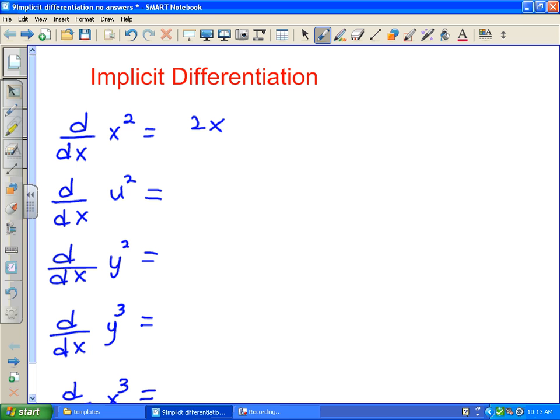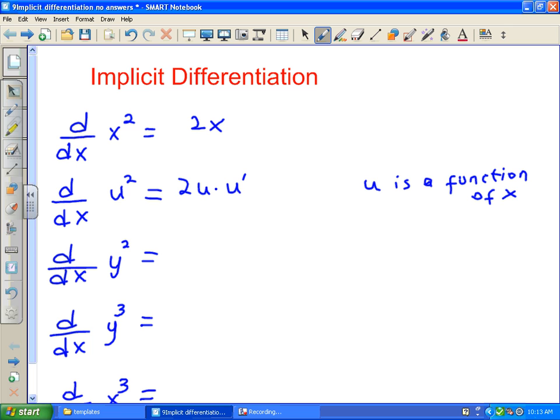Okay, what if you're differentiating u squared with respect to x? This is kind of like the chain rule now. You think of u being a function of x. So assume that u is a function of x. So what would the derivative be? 2u times u prime, or du/dx, same thing. If I say u prime, you understand that to be du/dx.